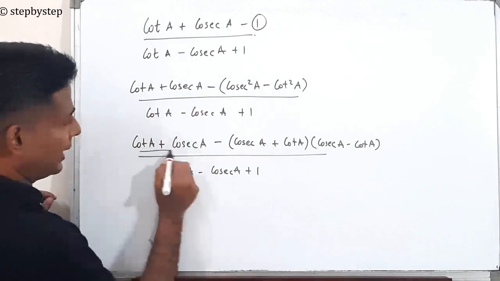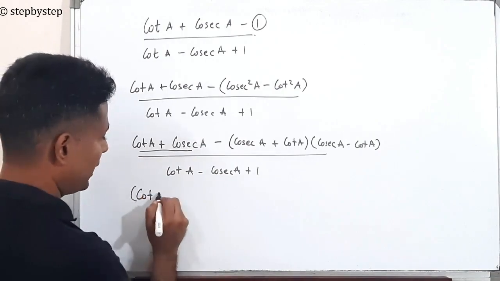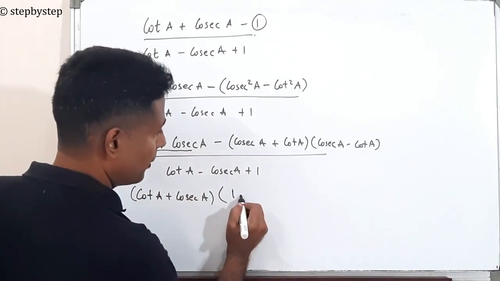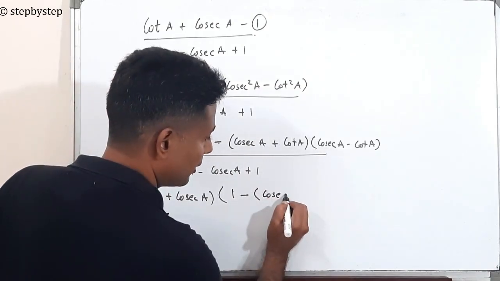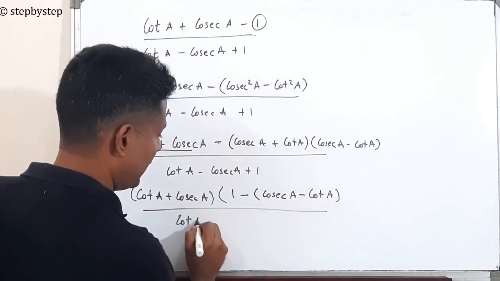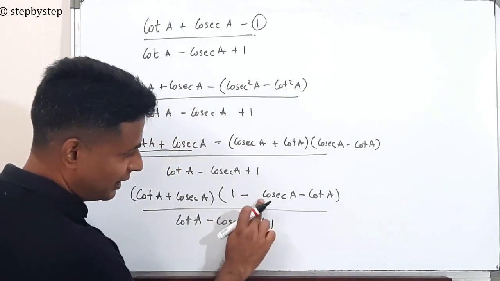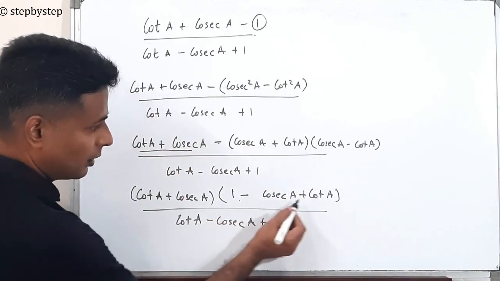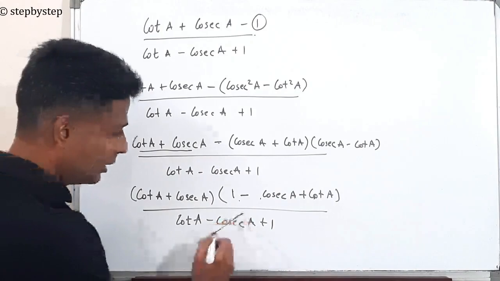Now what can I take common? I can take cot A plus cosec A common from both terms, which means I'll take cot A plus cosec A common. What remains here? 1 will remain minus, since minus is there, I'll put brackets, cosec A minus cot A by cot A minus cosec A plus 1. Now when I open the brackets, here it will become minus, here it will become plus, minus into minus plus. Now if you observe, this is the same as this, plus cot A minus cosec A plus 1. So if I rearrange this, it becomes same as this. So this and this cancels.